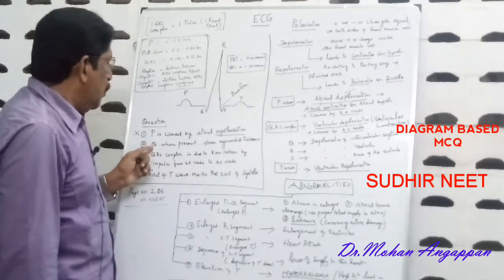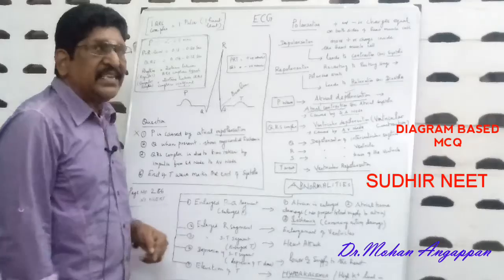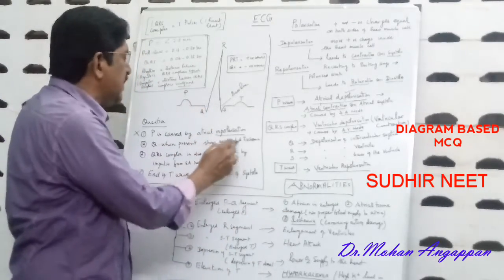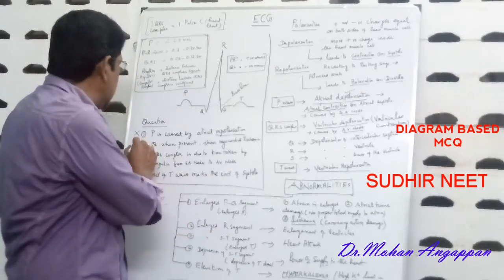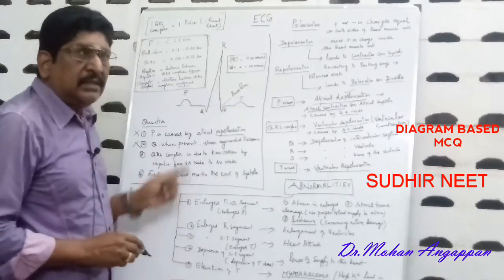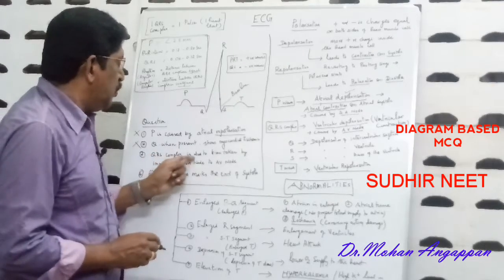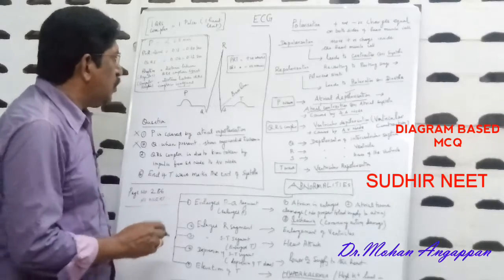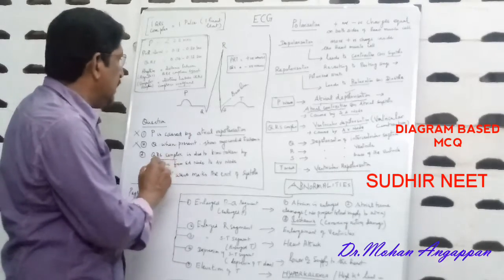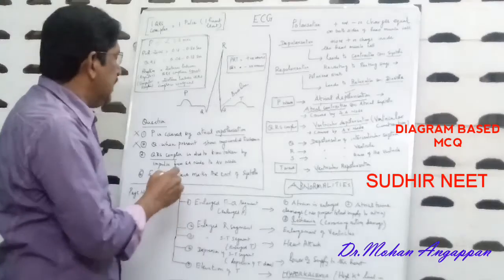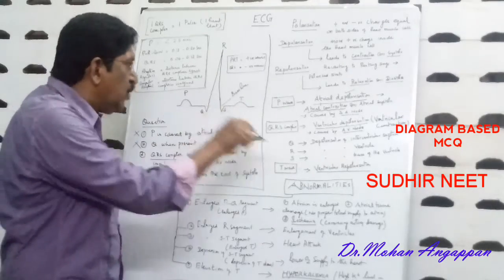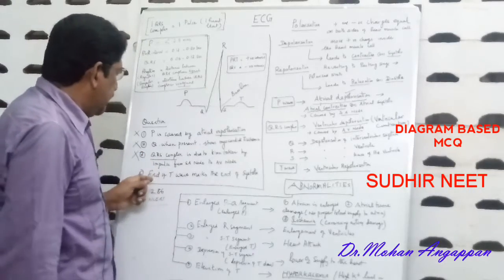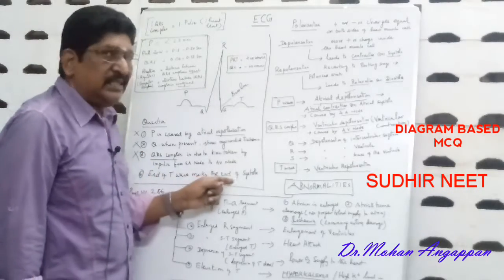Number 2, Q when present shows myocardial ischemia. I told you about ischemia. If the P segment is enlarged, ischemia is seen, not the Q. So this is also wrong. Third option, QRS complex is due to time taken by impulse from SA node to AV node. It's also wrong because the QRS complex is not the time taken by the impulse from SA node to AV node, that is induced by the AV node. This is also wrong.